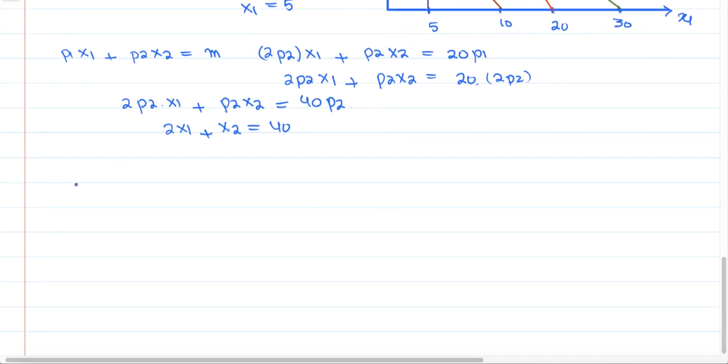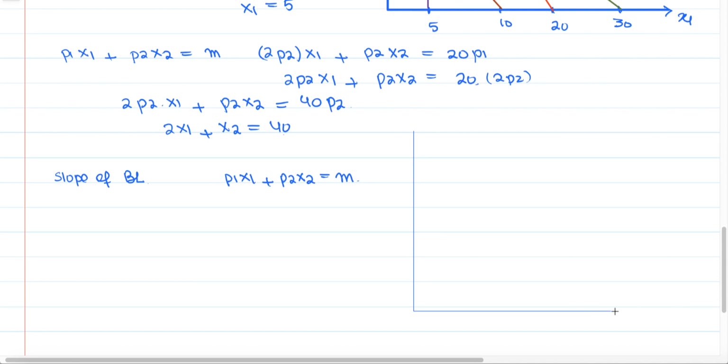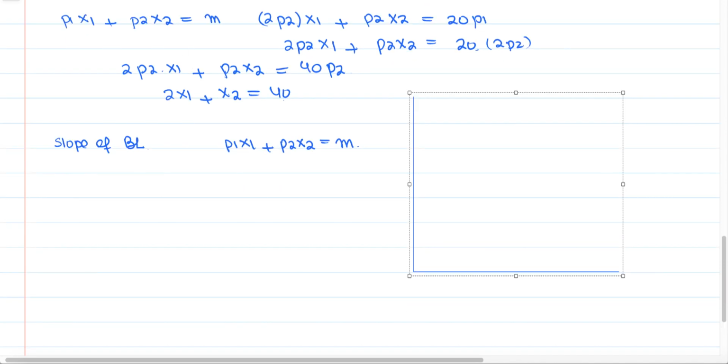So you have looked at the slope of the budget line. If you look at it, this is P1x1 plus P2x2 equals M. Clear? So how do you find out the slope of the budget line? I think I've told you already. If you draw this budget line, it comes out to be like this.